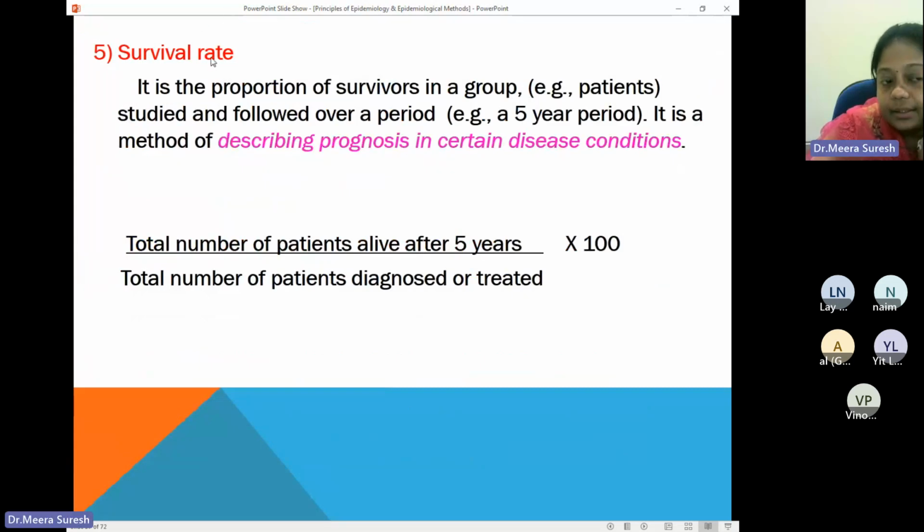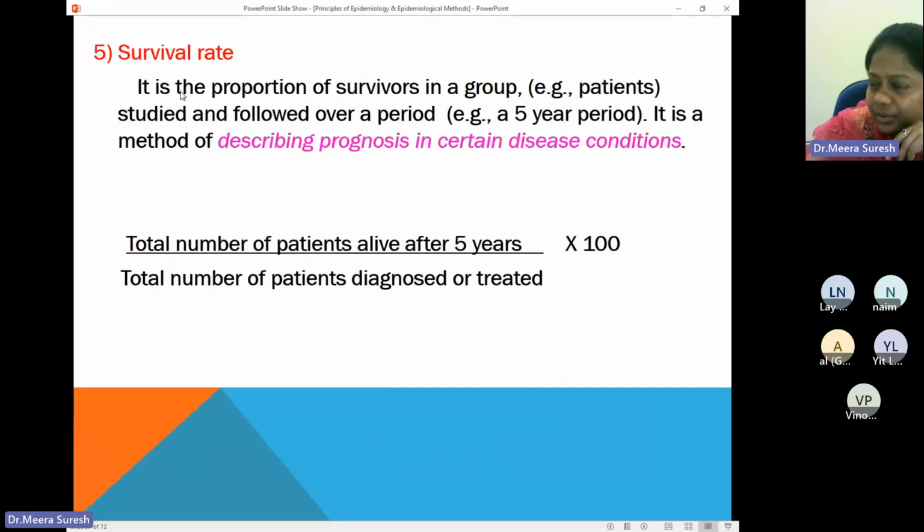Then another type of death rate is survival rate. Here it is usually described in cases of cancer or some very serious disease where the survival rate of the people will be very low. If you are going to say it in a formula, it will be total number of patients alive after 5 years divided by total number of patients diagnosed or treated, into 100. So here also we are going to say it in terms of percentage.